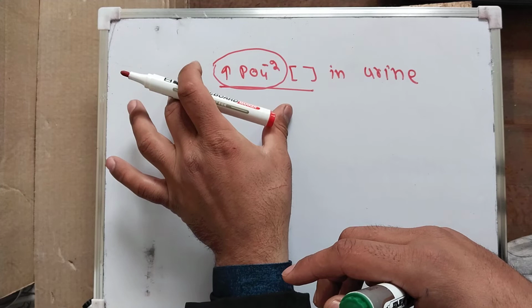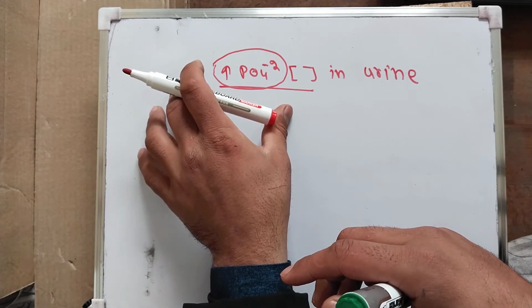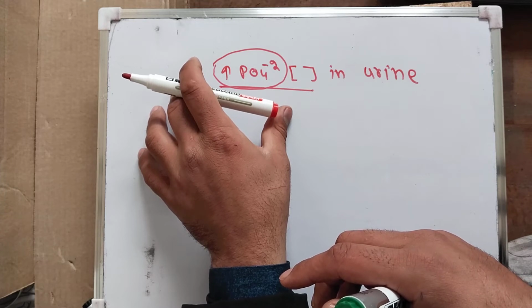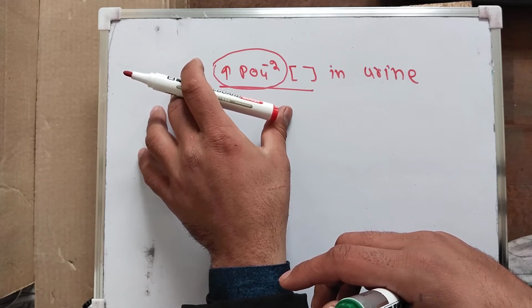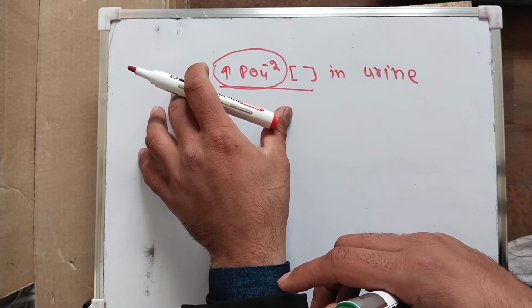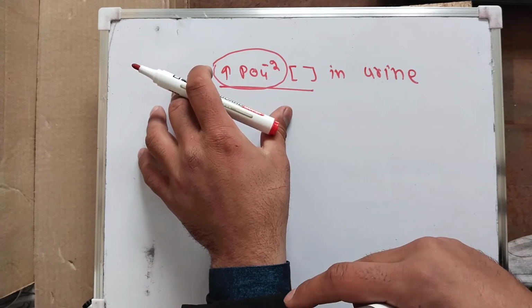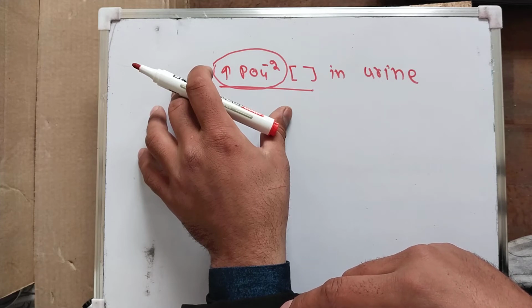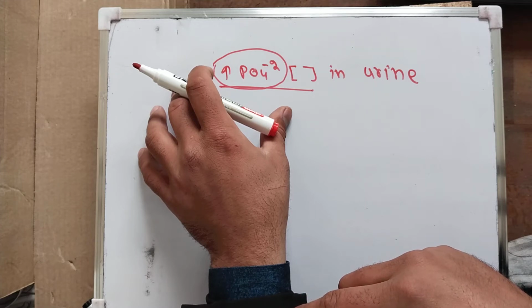Thus, when we find high concentration of phosphate in the urine, it means that parathyroid hormone concentration is high in the body. Similarly, if we find low concentration of calcium in the urine, it is because there is a presence of PTH in the body which has reabsorbed calcium in the distal convoluted tubule from the nephron tubule into the blood. That's why calcium level is low in the urine.